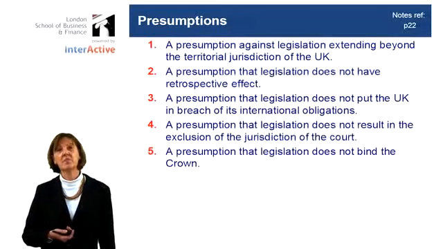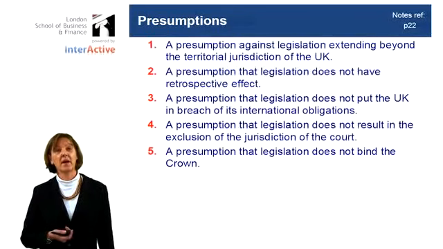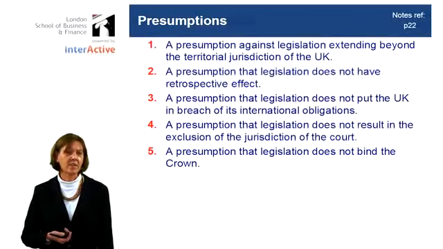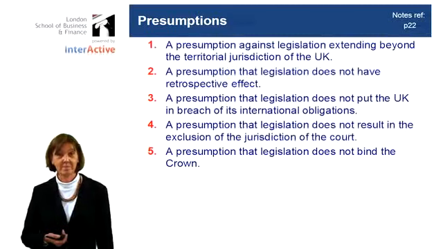Number five, a presumption that legislation does not bind the Crown. In simple terms, it means the Queen is above the law. So let's say she was driving her car along the street at 100 miles an hour. Could she be prosecuted for that? No. She's above the law. Just as well, really, a bit embarrassing to have the Queen in prison, wouldn't it?